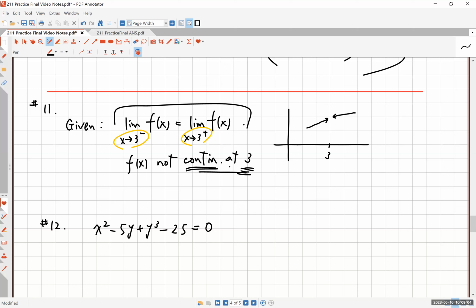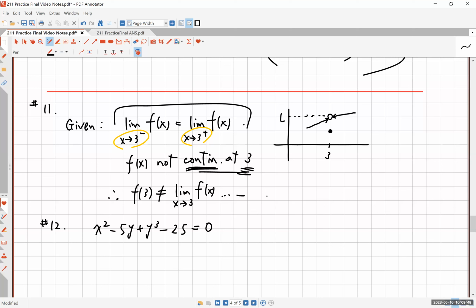So that means f of 3 cannot be whatever this limit is. The limit in this picture has to be this value, but f of 3 cannot be there. Maybe it's down here, maybe it's up here. We don't know, but the point is, because f of x is not continuous at 3, the limit has to be different from f of 3. So that is what we can conclude. Therefore, f of 3 cannot possibly be equal to the limit as x approaches 3.